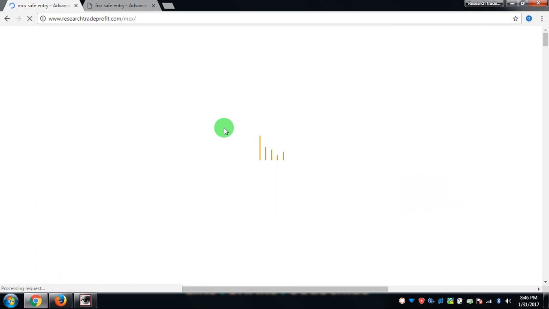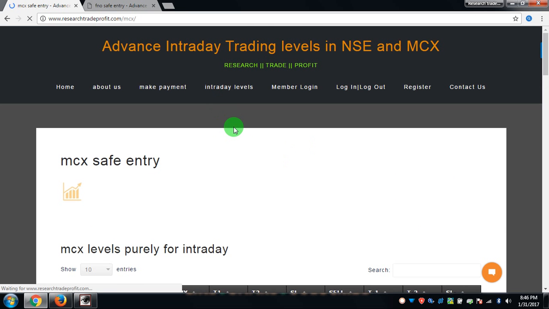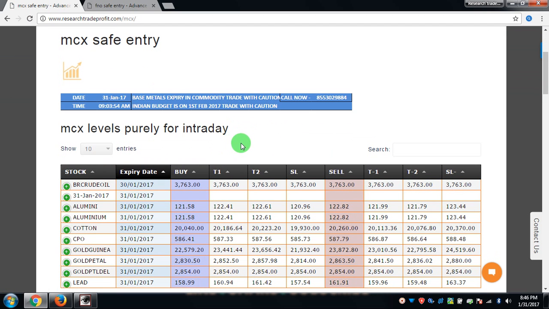It will open, and once you have registered and logged in, it will automatically log into this page. As I'm already logged in, it is not asking for login. If it asks for login, you can just put your user ID and password. This page will open, and this is the main thing. First, you have to watch every day whether this date has changed or not. This is the date for today, 31st of January, and these levels are updated in the morning at 9:03. Here we will be putting some important news, if any important news is there.